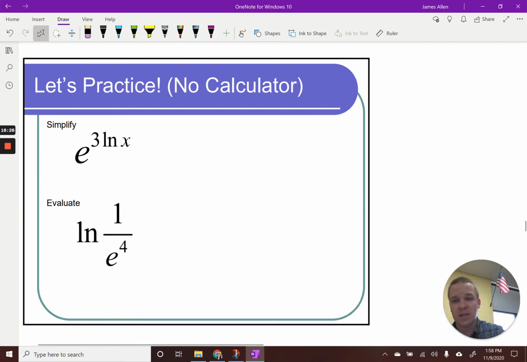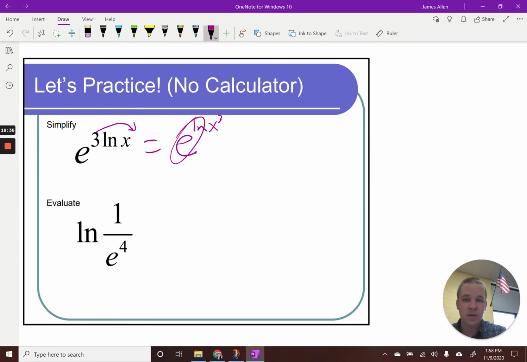3 as a coefficient. What should I do with that? Zoop. So now I have e raised to the natural log of x to the 3rd power. Now those two can undo one another, and I'll be left with x cubed. Dunzo. Awesome. Awesome sauce, as they say. Next one here.